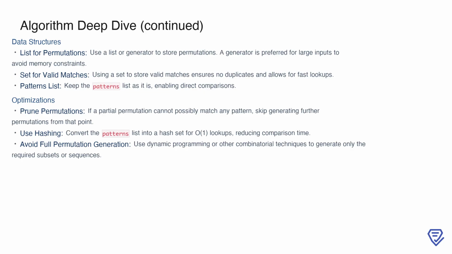Another important optimization is to avoid generating all permutations outright. Instead, we can use dynamic programming or other combinatorial techniques to generate only the subsets or sequences that are likely to lead to valid matches.